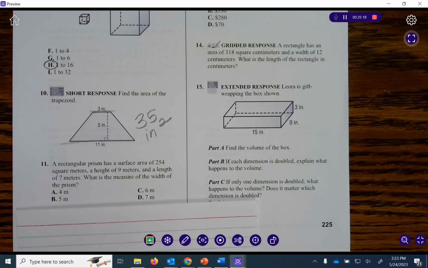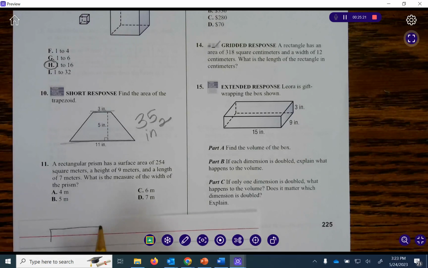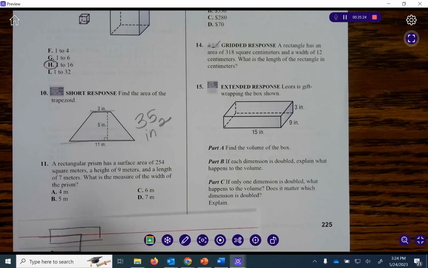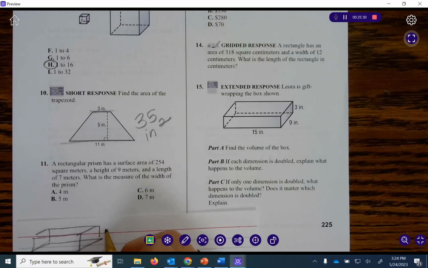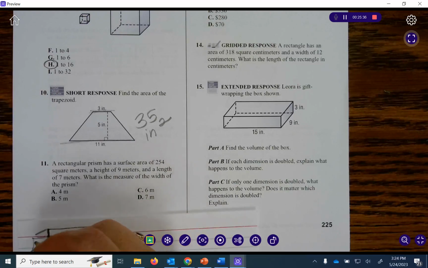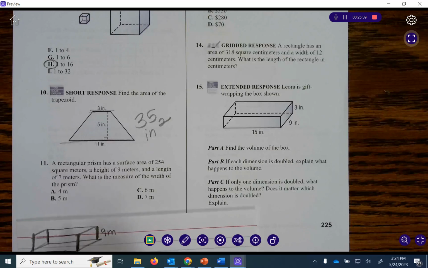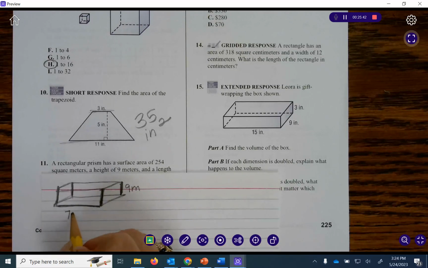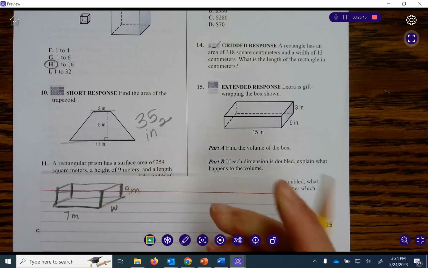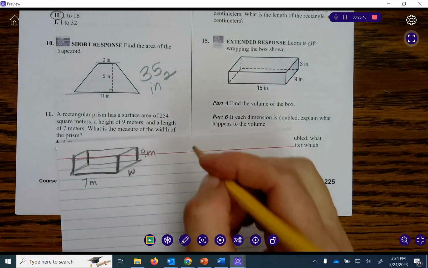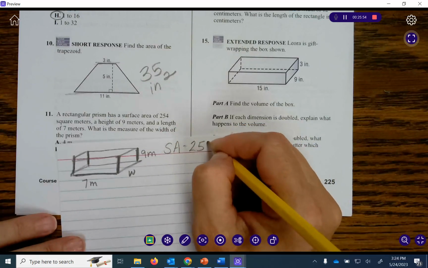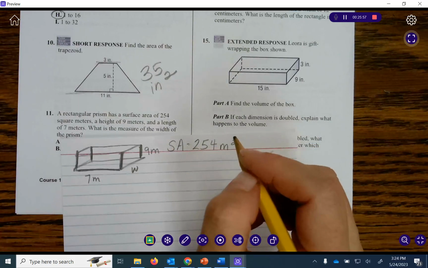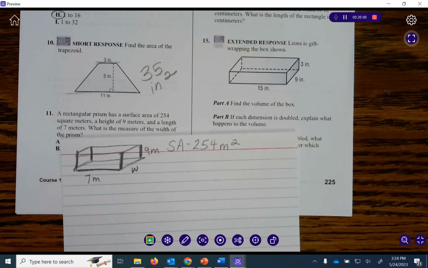Okay, so let's draw this out. So we have a prism here. I know that it's 9 meters, so that means every single one of these is 9 meters. And then this part right here is 7 meters, and I don't know what the width is. I know that the total surface area equals 254 meters squared.